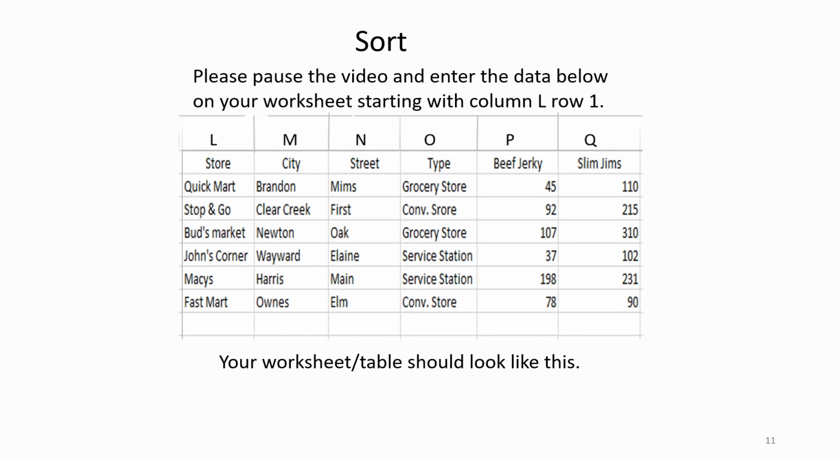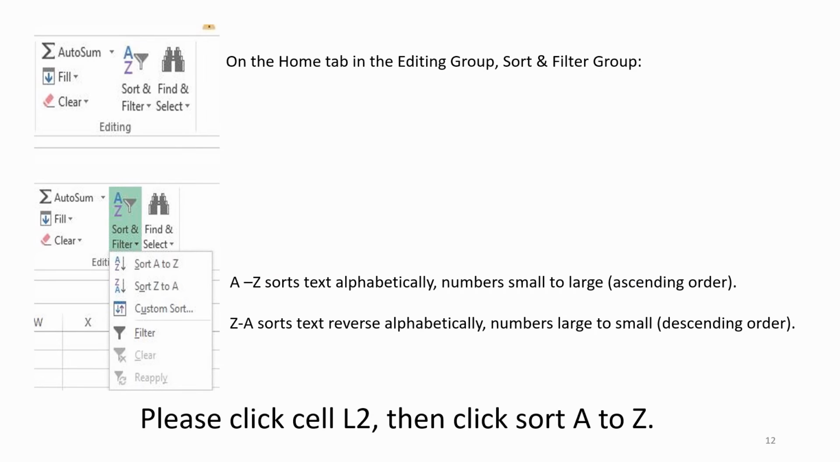Sort. Please pause the video and enter the data below on your worksheet starting with column L, row 1. Your worksheet or table should look like this. On the Home tab in the Editing group, click Sort and Filter. A to Z sorts text alphabetically, and numbers small to large, ascending order. Z to A sorts text reverse alphabetically, and numbers large to small, descending order.